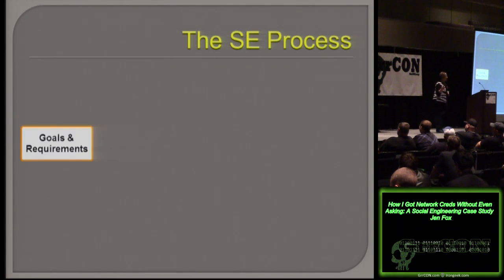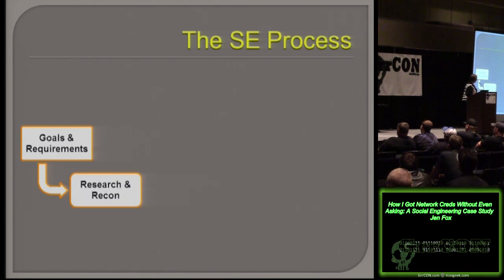So there's a process. If you're a good guy social engineer or a bad guy social engineer, we all use some version of this process. So we already talked about the goals and requirements, network credentials, and phone or phish, and a particular group of people. From there, we do research, find out what we can find out about the company, and gather data.